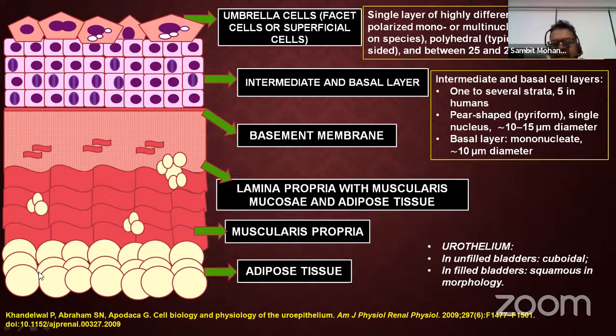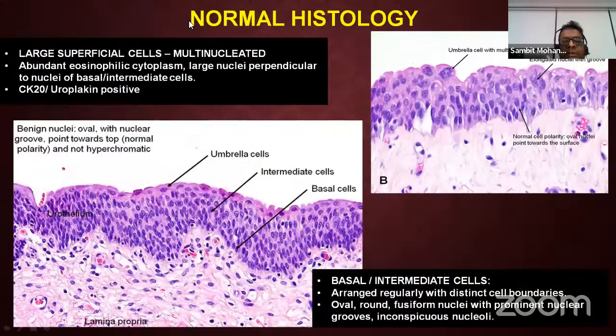This is a very simplified cartoon showing the bladder wall. In an unfilled bladder, the cells can be cuboidal. In a filled bladder, they can look squamous because the urine is pushing on the epithelium and making them more and more flat. So this is the normal histology. If you see, this is the umbrella cell here. The nuclear membrane is irregular. The envelope is irregular. There are a lot of these chromatin specks.